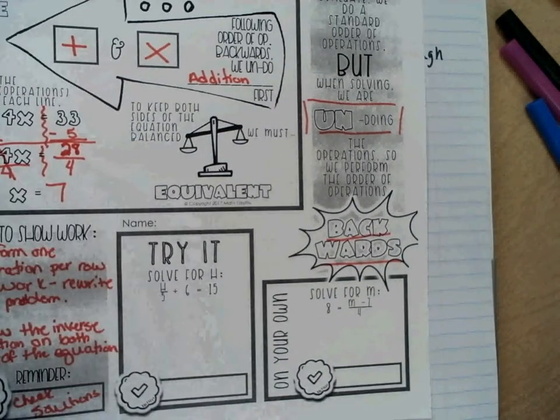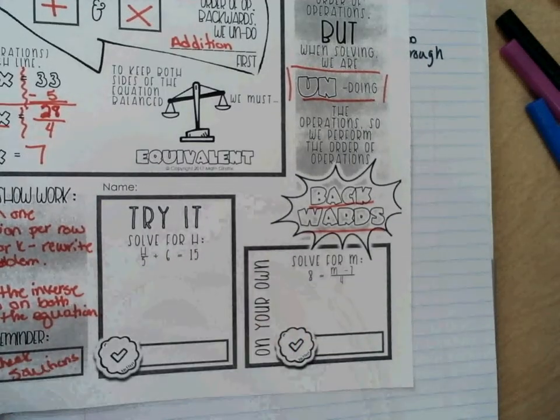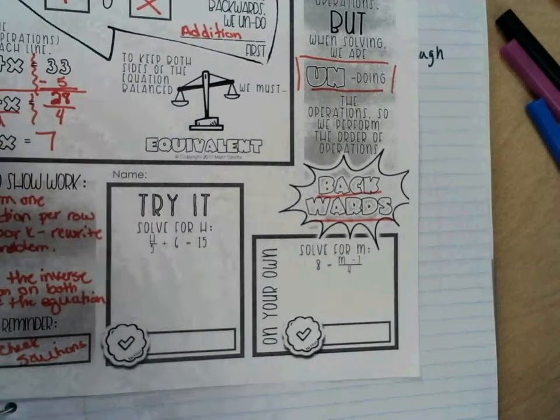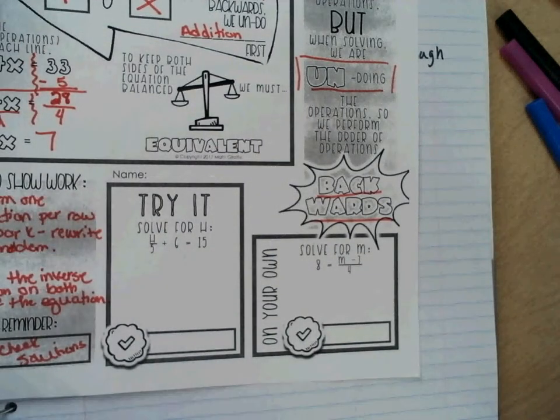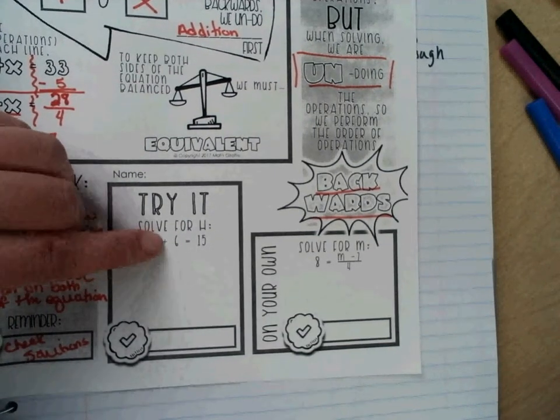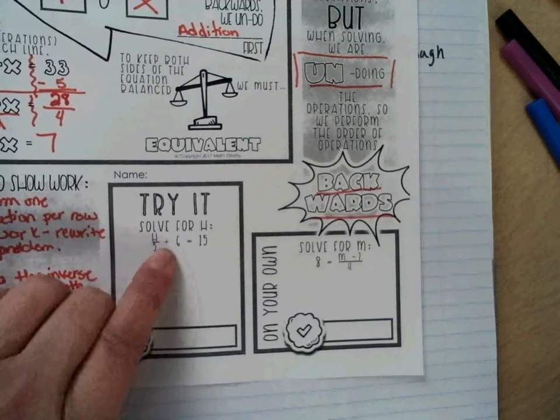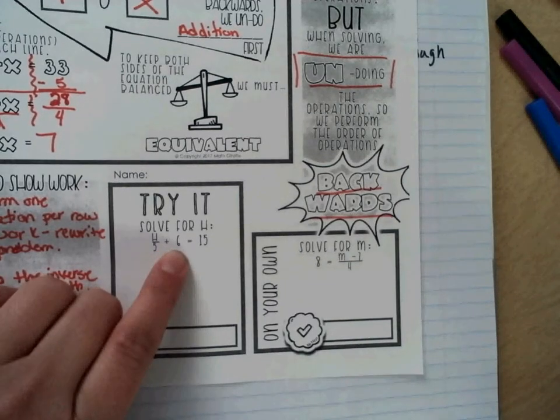Okay, so let's try this one here. We're going to try this one together, and then you guys will do this one independently. So my first question is, what two operations do I have? Okay, I do. I have division. This is h divided by 5, and I have addition. Okay, so per the backwards order of operation, what am I going to solve first? Okay, addition or subtraction, right? So this is a positive 6.